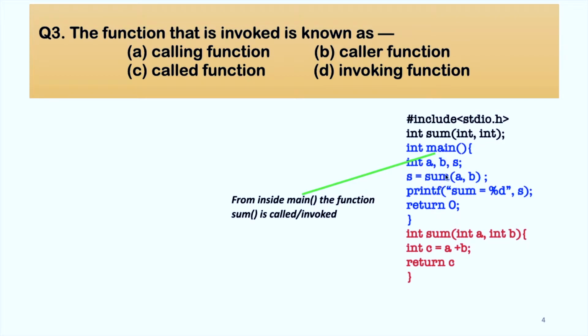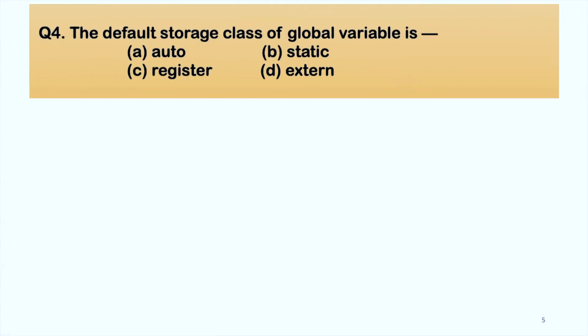So as this function is called inside main, it is also called a function. So the answer will be called function. Going to the next question: the default storage class of a global variable.